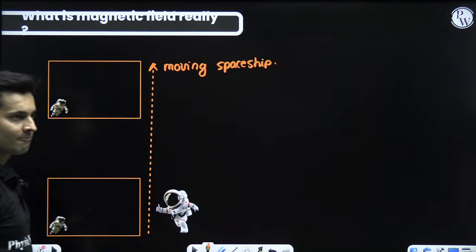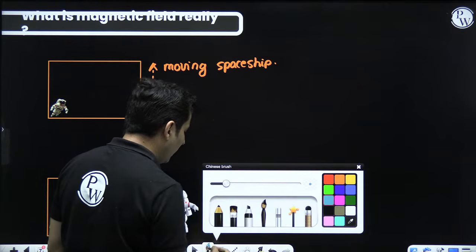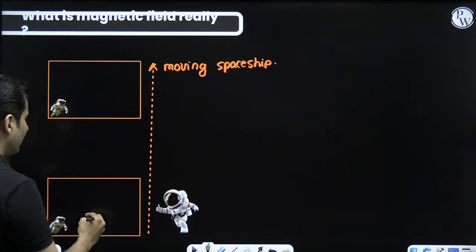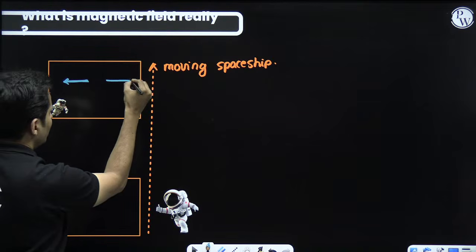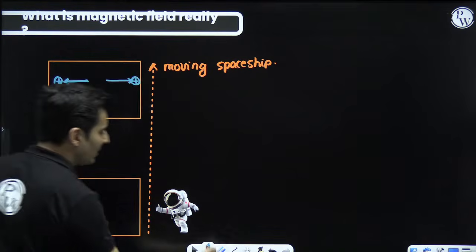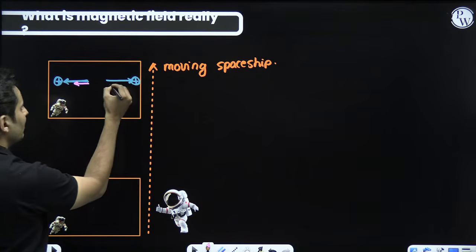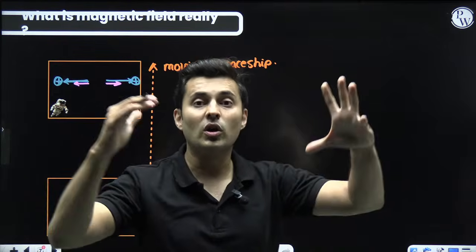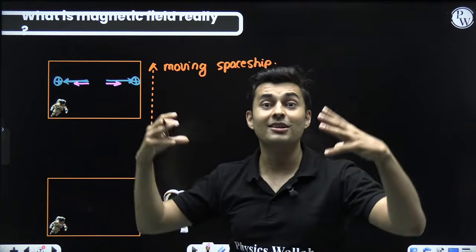Moving spaceship. So what happens is, my dear warriors, for this person inside, these charges should have moved so much and reached over here. But what this person will actually say is that these charges have only moved this much, slightly less. There are these concepts of length contraction and time dilation which happen in relativity.